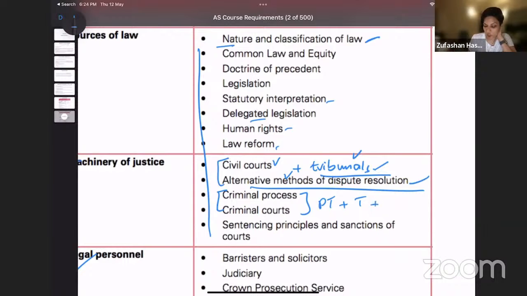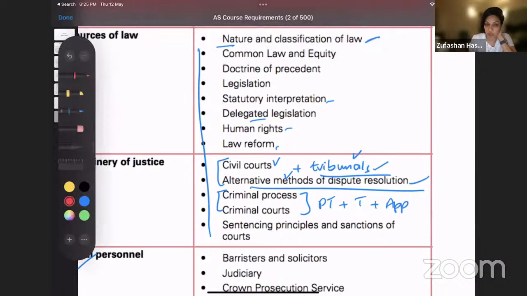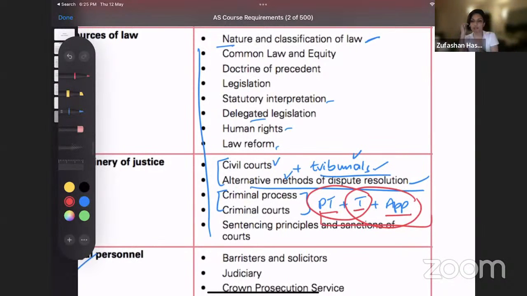Then how can each party, prosecution and defense, appeal against those decisions to the higher courts? So in the actual exam, a question can come on any one part. They can maybe examine you just on pretrial, or just on trial or just appeals, or they can examine you on any two, right? Or all three of them, depending on how the question is phrased.